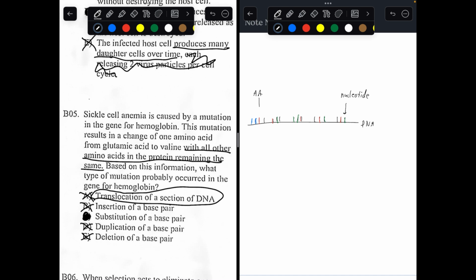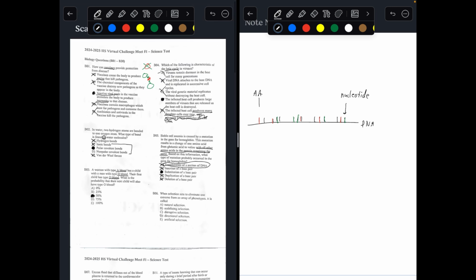And deletion, again, if you straight up removed this blue, like I shall remove that one, you would have complete changing of all the amino acids that follow. So the answer to number 5 is going to be C, substitution.